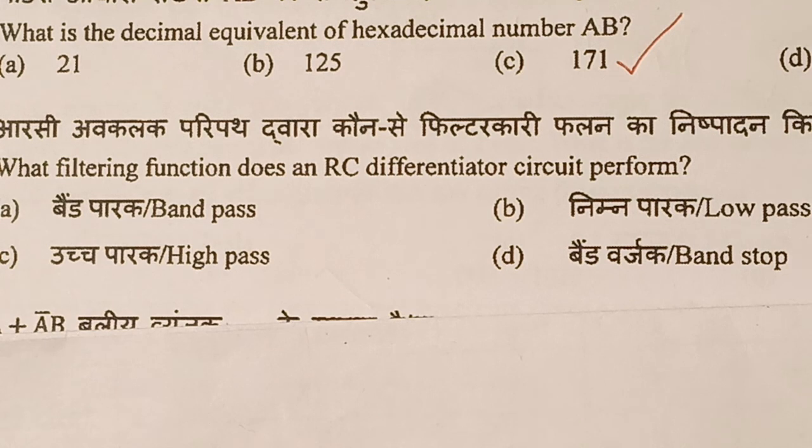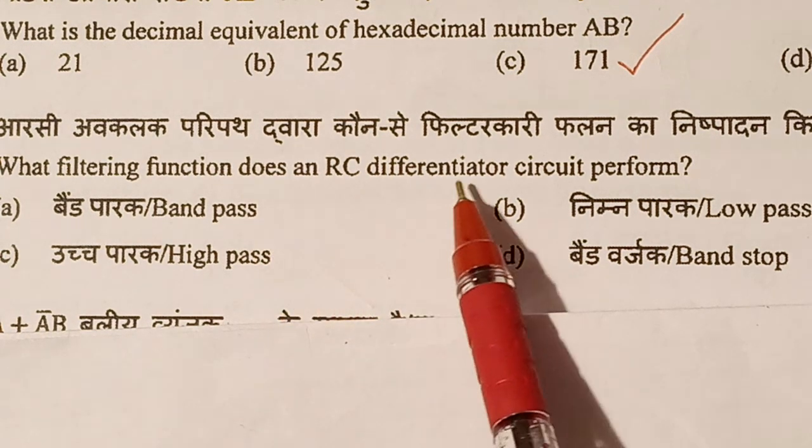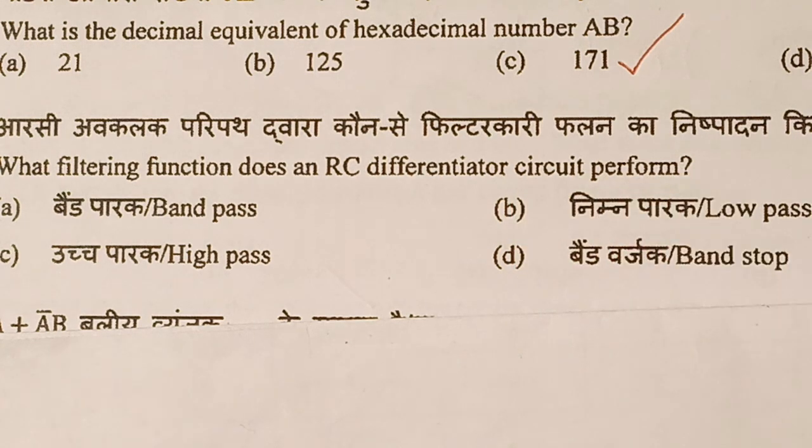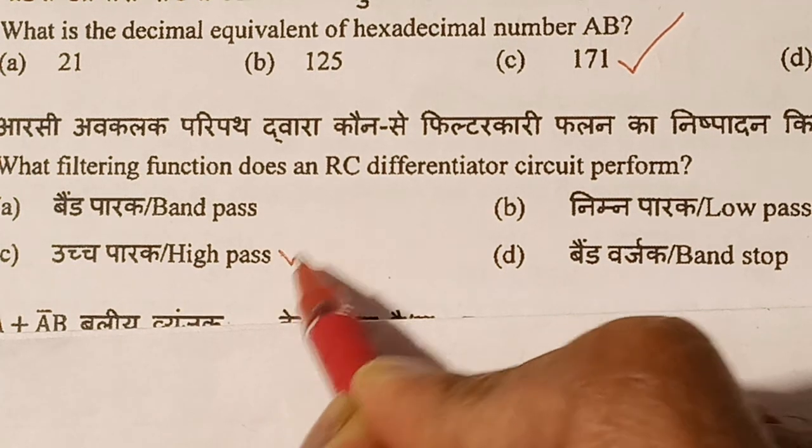Question number 32. What filtering function does an RC differentiator circuit perform? The differentiator circuit is a high pass filter. So the answer is option C, high pass.